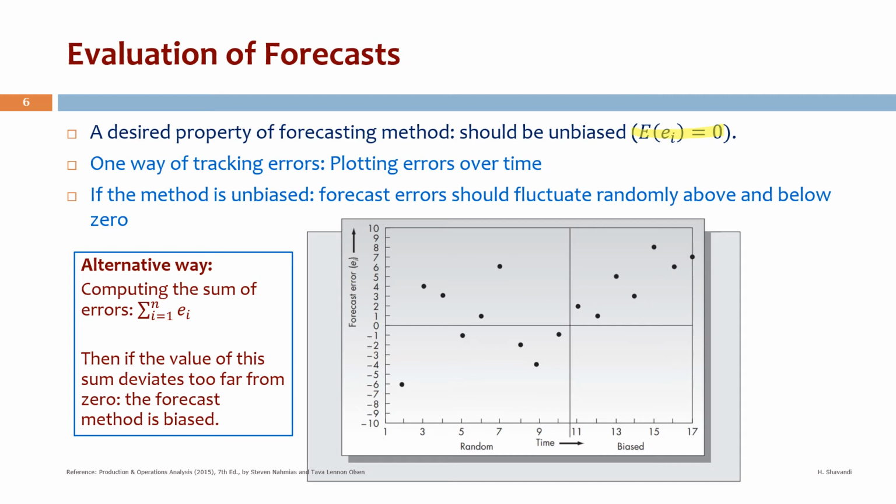But if we see some sort of a trend, a special pattern in the errors, then it can't be unbiased, right? And one alternative way here is just computing the sum, not the absolute value or squared value, just the sum of the values of errors. And if the sum is too far from 0, then that method is biased. But if it's very close to 0, then we can say that that method is unbiased. Okay.